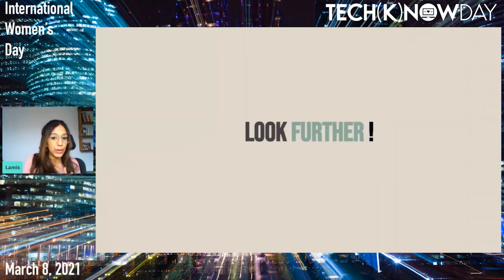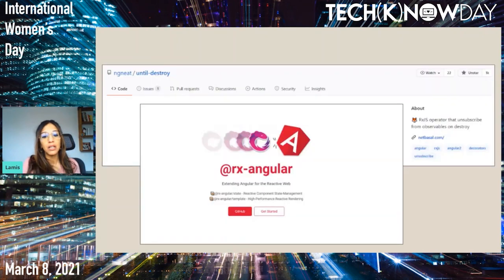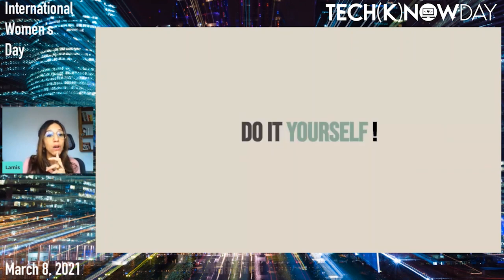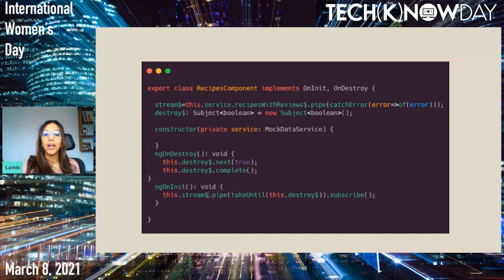And now, if RxJS operators do not fit your need, and you can't use the async pipe in templates because you have other services or other logic in your component, then you have to look further, using libraries that will manage the unsubscription for you. Here there is UntilDestroy, and RxAngular also, or you can do it yourself by just handling the subscription yourself.